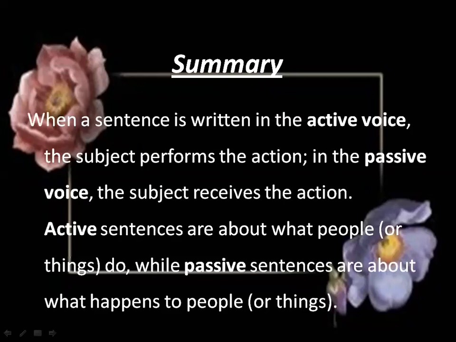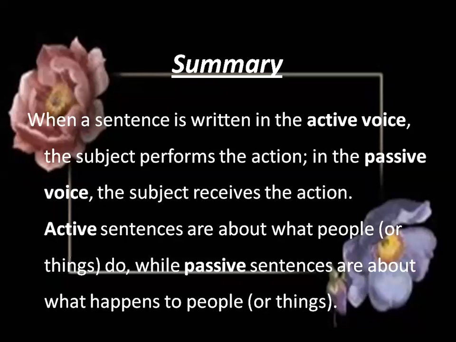Now when we summarize, when a sentence is written in the active voice, the subject performs the action. In the passive voice, the subject receives the action. Whenever we have a sentence in the active voice, we use the structure where the subject performs some action, but in the passive voice the subject receives the action of the object, which it has performed on the object.